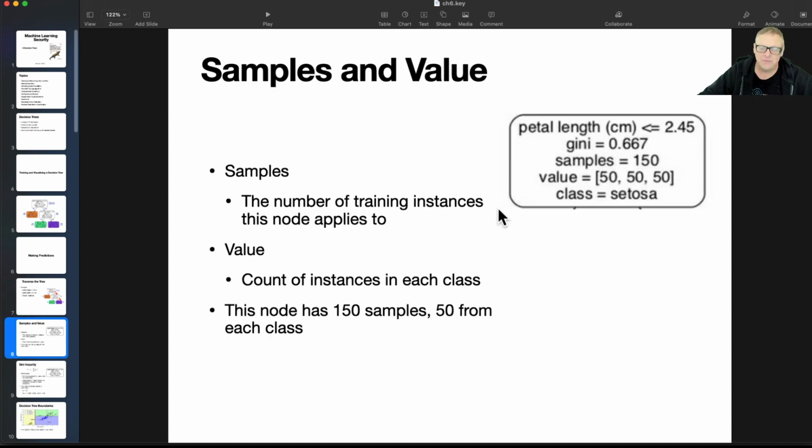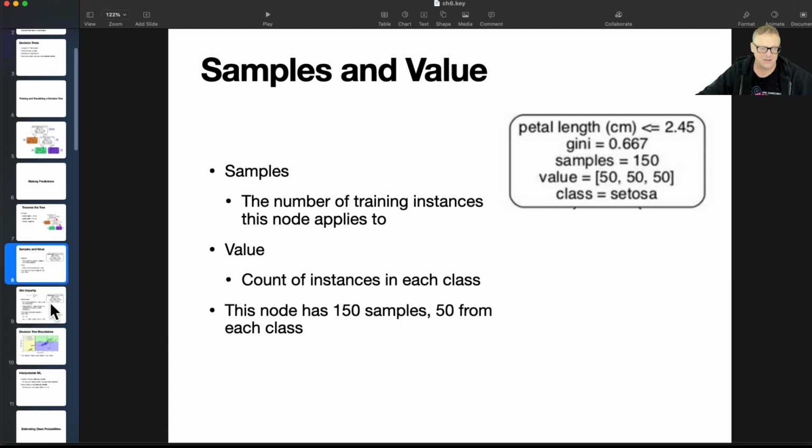So the samples is the number of training instances this node applies to. The value is the count of instances in each class. And so that's what I said, this one had 150 samples, 50 from each of the classes.